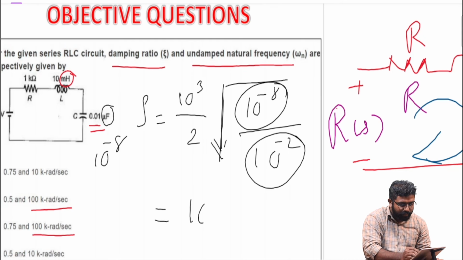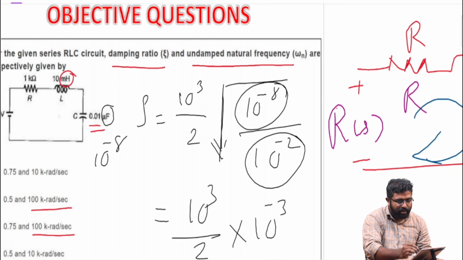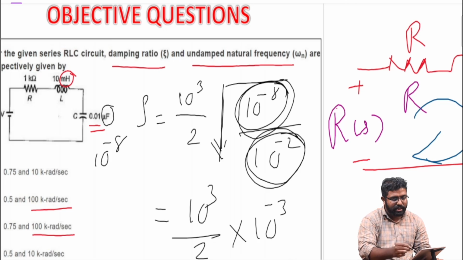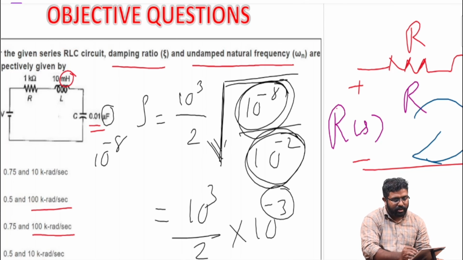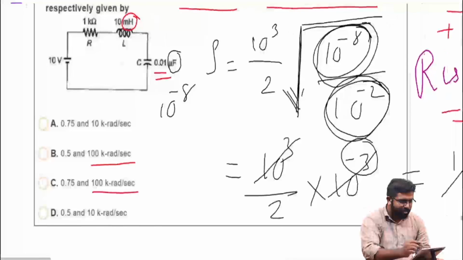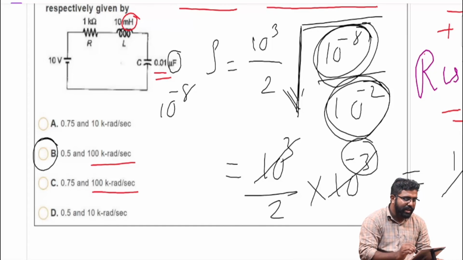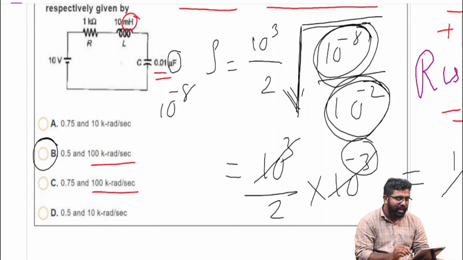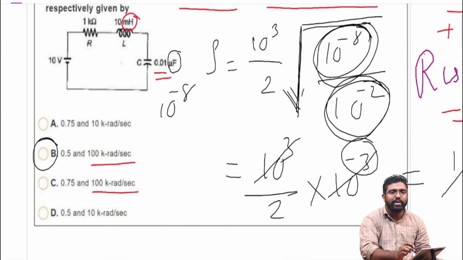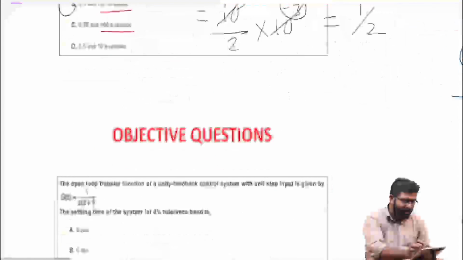So 10 raised to 3 into 10 raised to minus 3, with 10 raised to minus 8 divided by 10 raised to minus 2 becoming 10 raised to minus 6, coming out of the root becomes half 10 raised to minus 3. So 10 raised to 3 into 10 raised to minus 3 becomes 1, so it becomes 1 by 2. So the answer is 0.5. The correct answer is option B. Damping ratio is 0.5 and frequency is 100 kilo rad per second. Now I am moving to the next question.